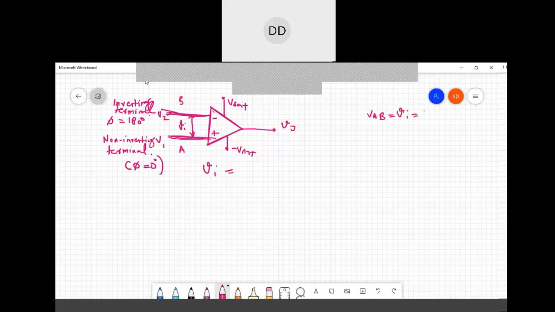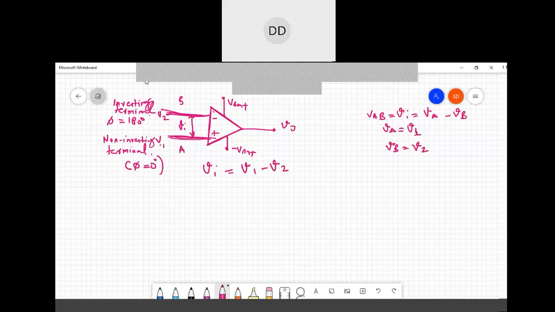It signifies VA minus VB. So what is my VA point? My VA point is nothing but equal to V1. What is my VB point? VB point is equal to V2. So how can I write VA? VA I can write V1 minus V2. Now this is one thing.